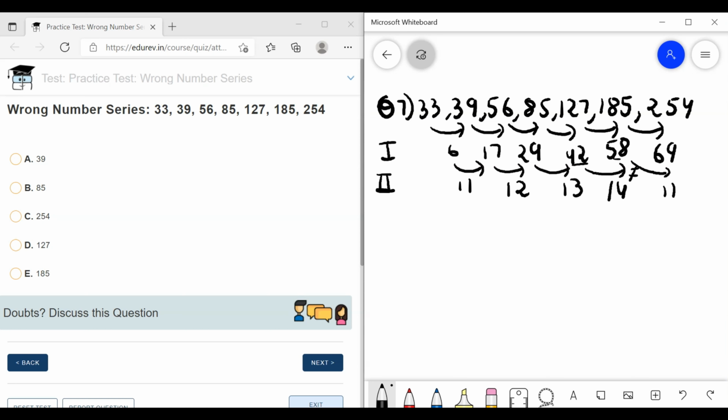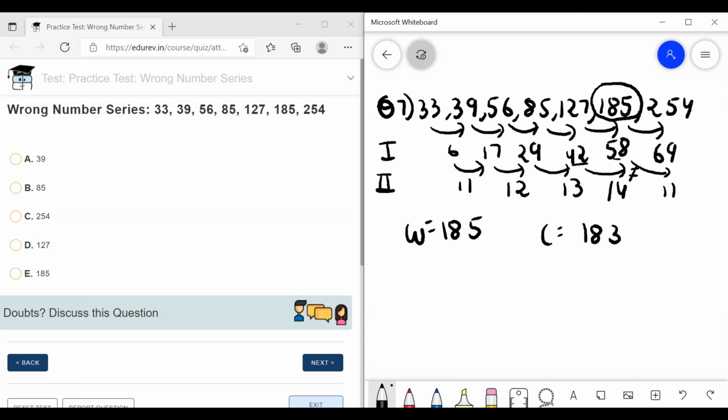Therefore, the wrong number in the entire series, if we move up the ladder, is 185. So the wrong number here is 185. And our correct number here would have been, instead of 185, 183. And if it was 183, the whole pattern would have been formed. It would be 13, then 14, and here it would be 15. Okay, great.